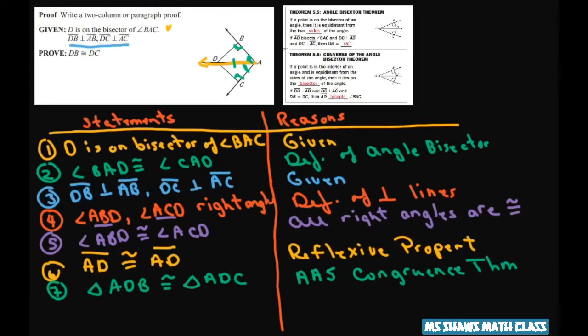And finally, we're doing our final line, DB segment is congruent to DC. And that's just because since the triangles are congruent, the corresponding parts of congruent triangles are congruent.